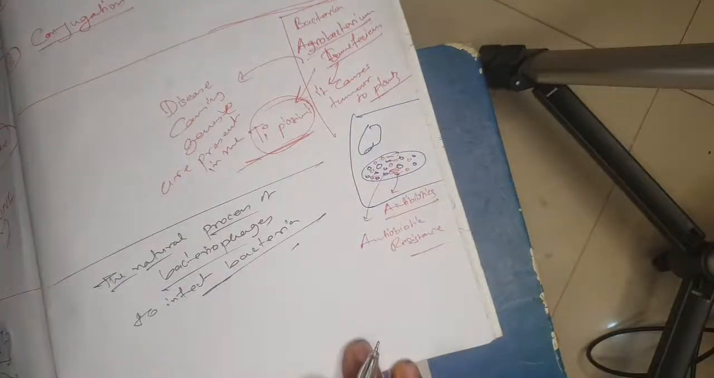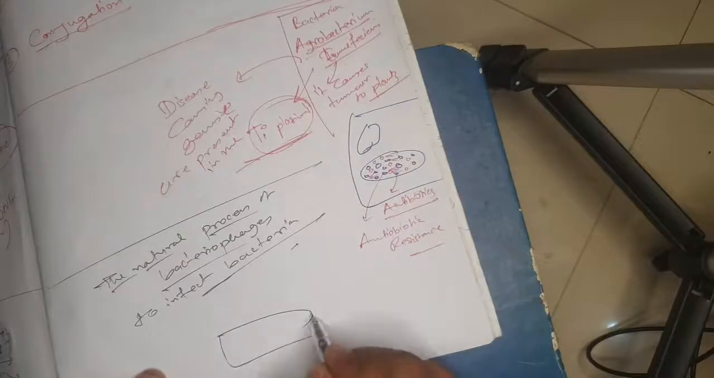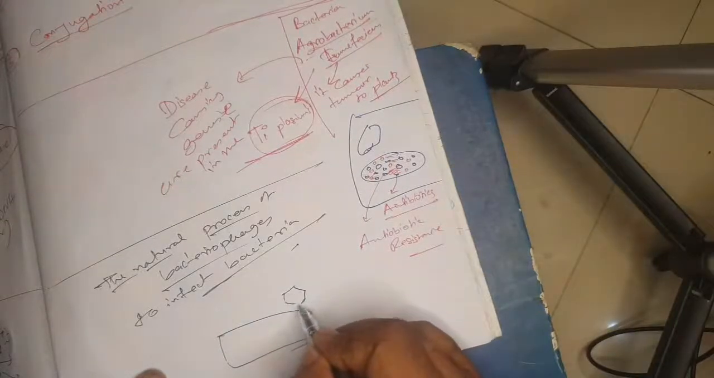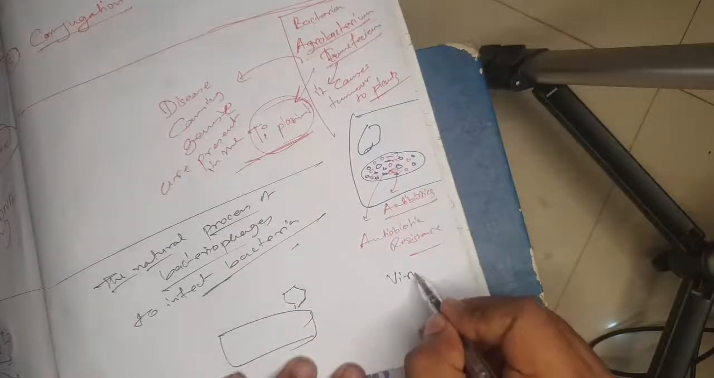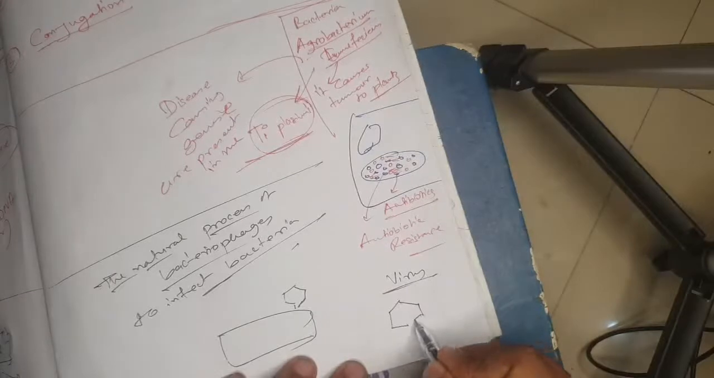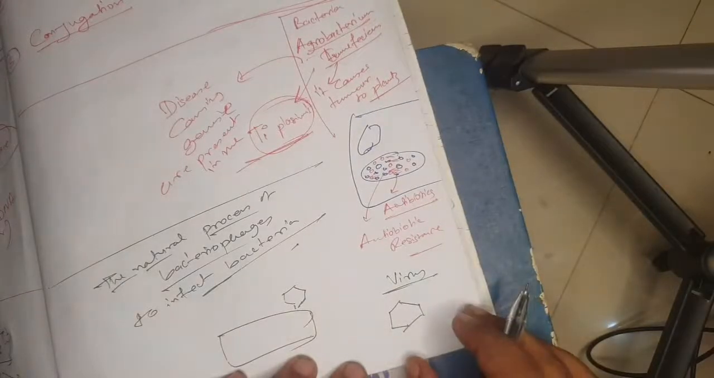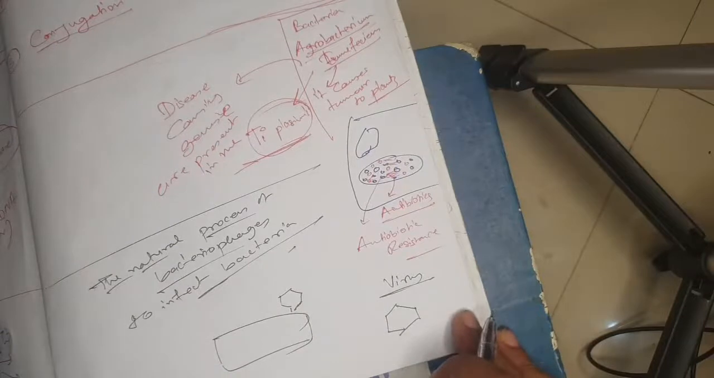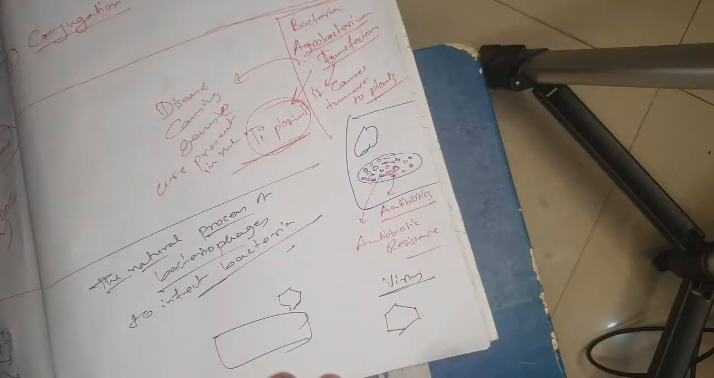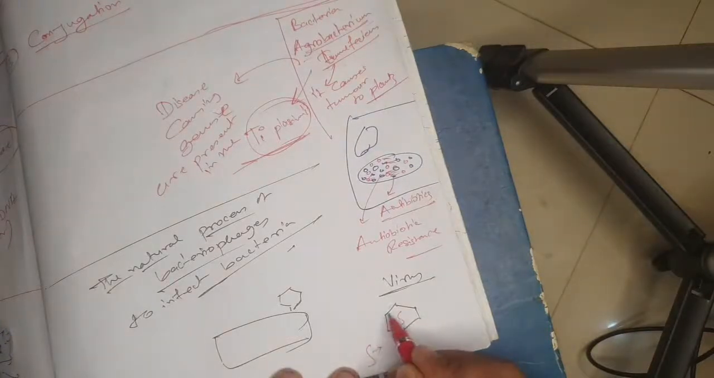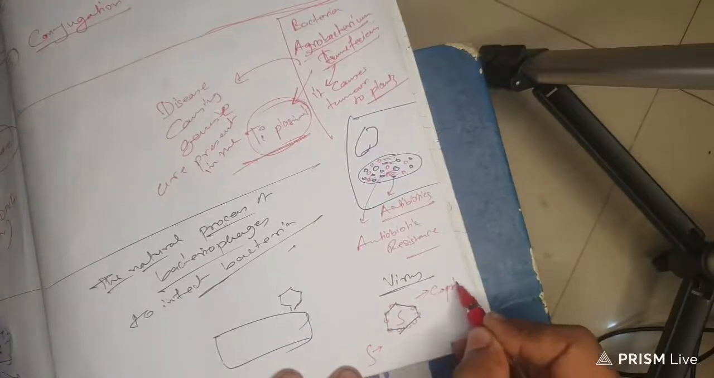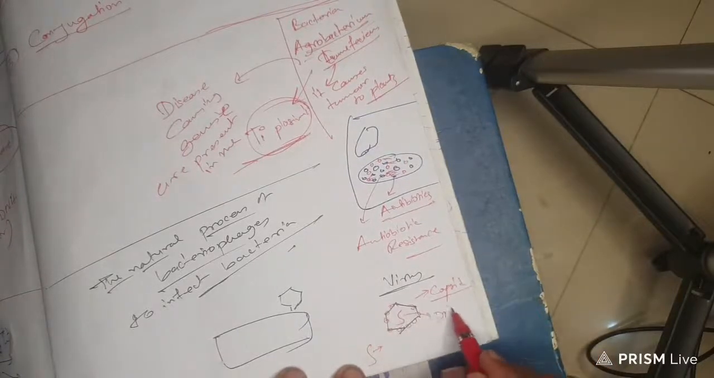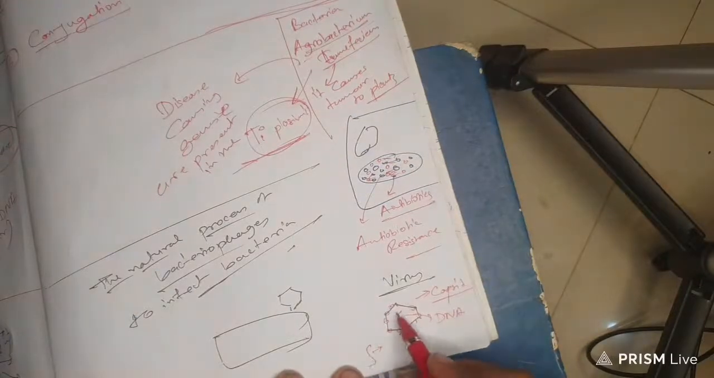The natural process of bacteriophages to infect bacteria is that the bacterial cell is there and the bacteriophage comes. And what is a bacteriophage? A bacteriophage is a virus. Normally viruses have a protein capsid. Capsid means the outer covering. Inside the protein capsid there is DNA, which codes for the proteins that make up the capsid.